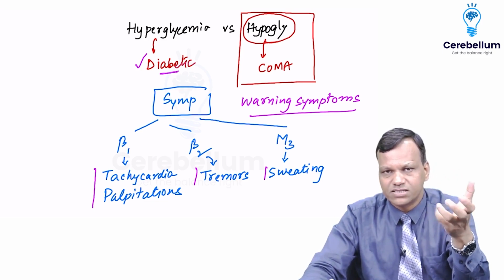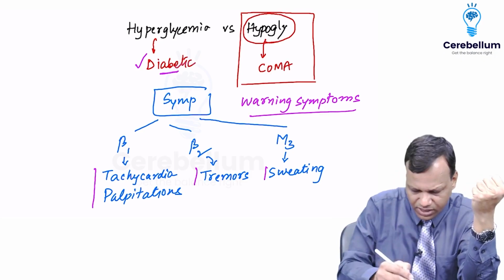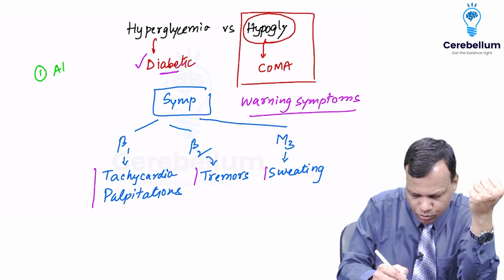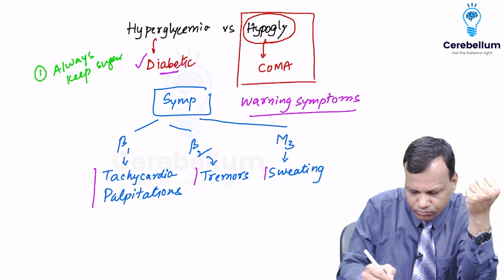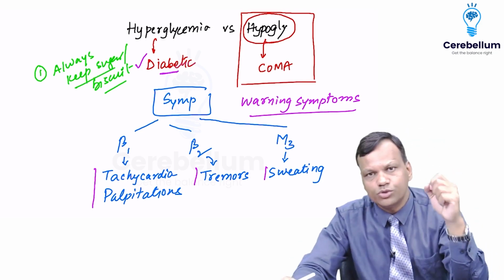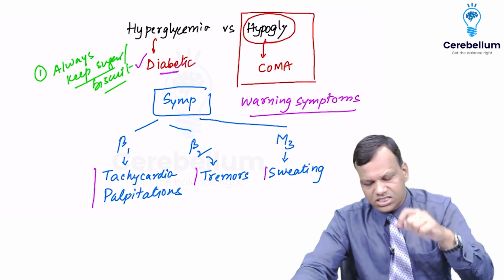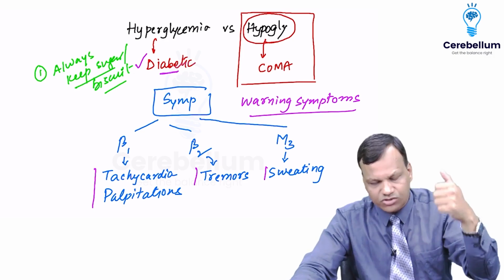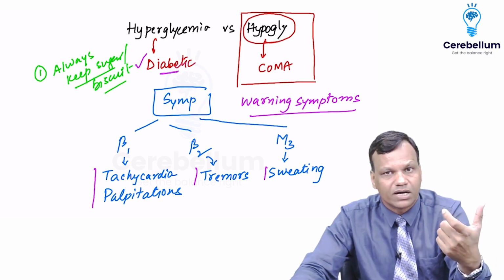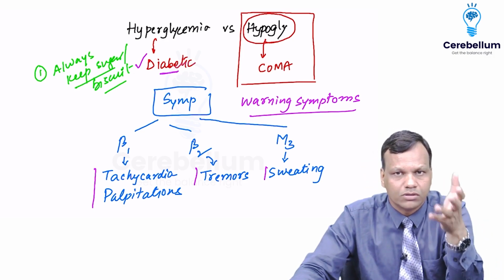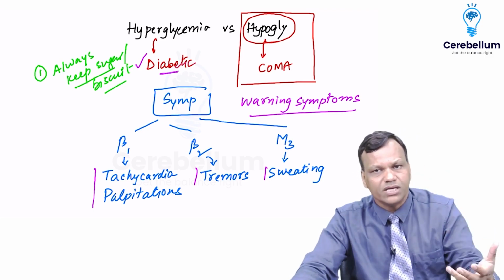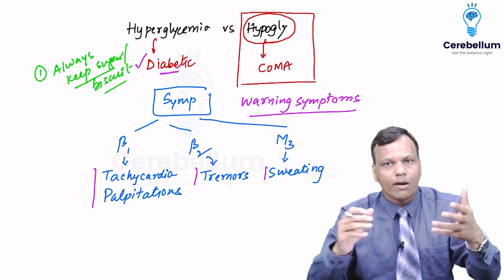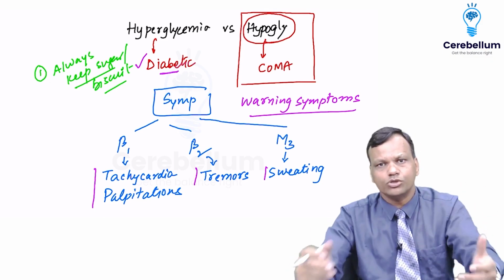What are those advices? Number one, always keep sugar or biscuit or any ready-made source of glucose with you, because these patients have risk of hypoglycemia, and whenever they develop hypoglycemia, they should consume sugar or biscuit. But now the patient will ask you, Doctor Saab, I will keep the sugar with me, but when to take? How will I come to know when I have to take biscuit or sugar?